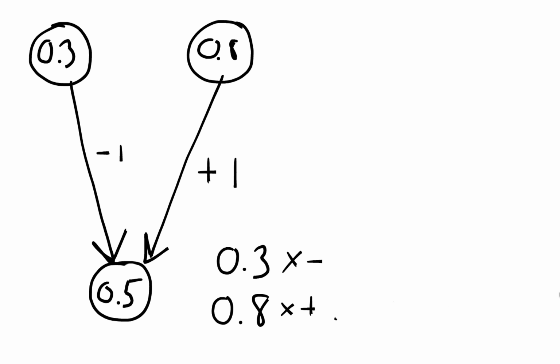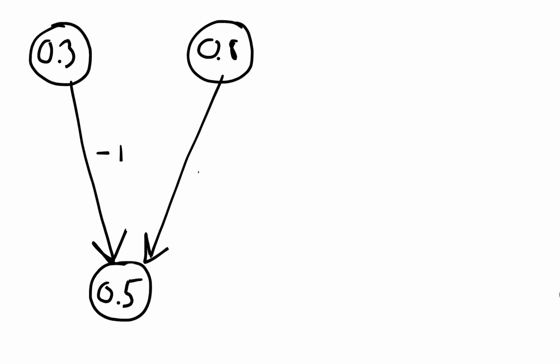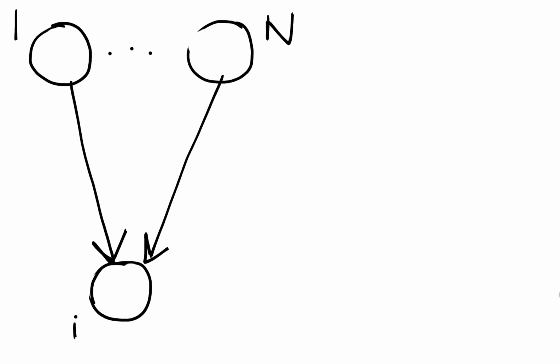Let's imagine now that we have a total of n neurons which are influencing our internal neuron, which we'll now refer to as neuron I. We'll now represent the weight of influence of neuron 1 on neuron I as Wi1, and the weight of influence of neuron n on neuron I as Win. We can represent this mathematically as follows.